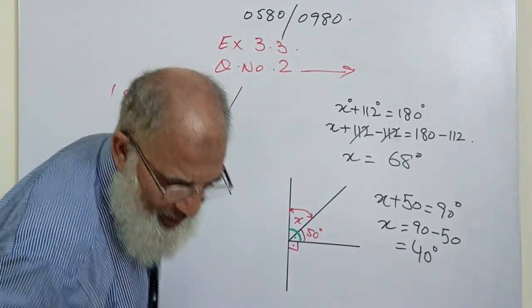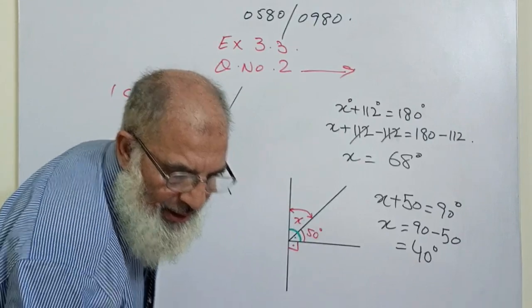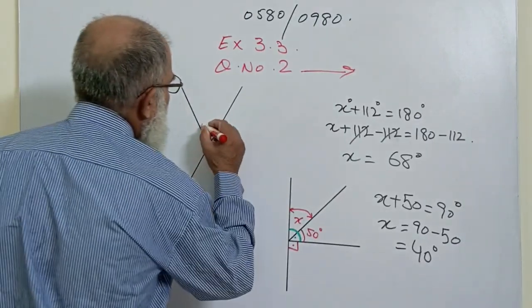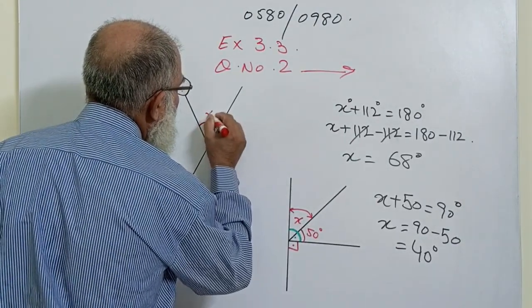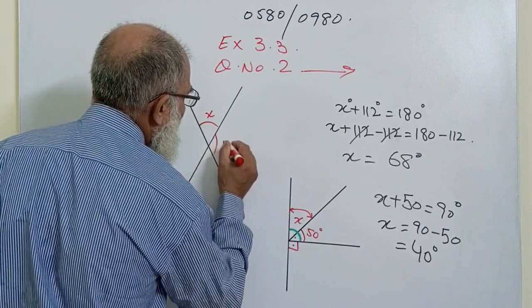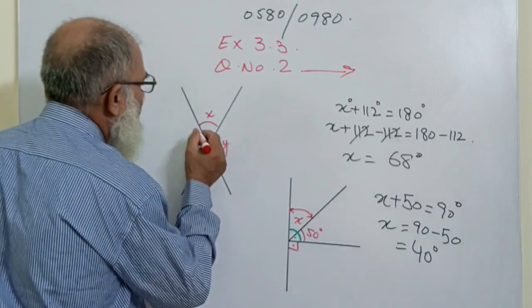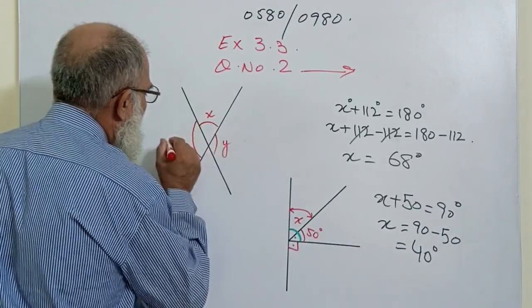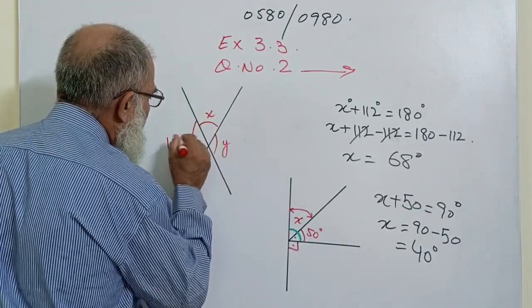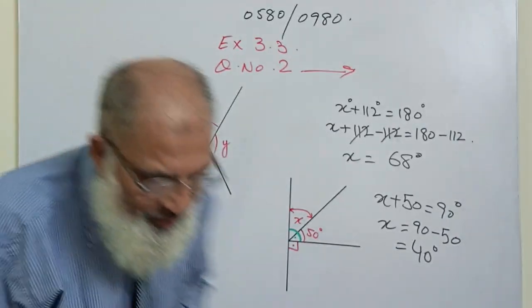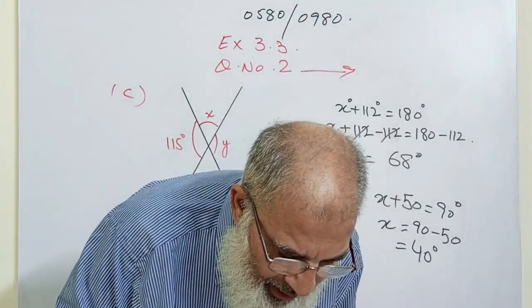Now what are the angles over here? This is angle x, this is angle x, this is angle y, and this is angle 115. Now we have to find the unknown angles.